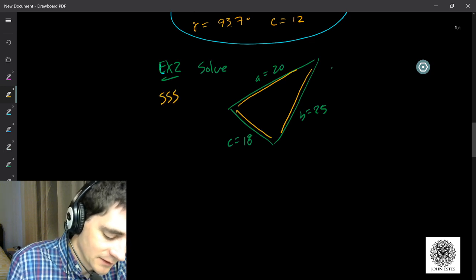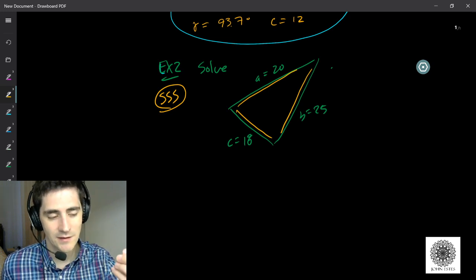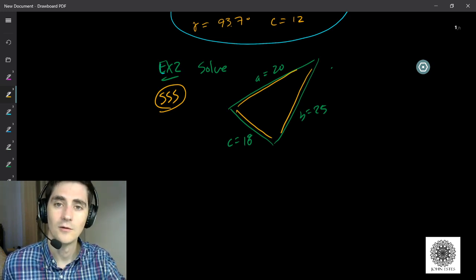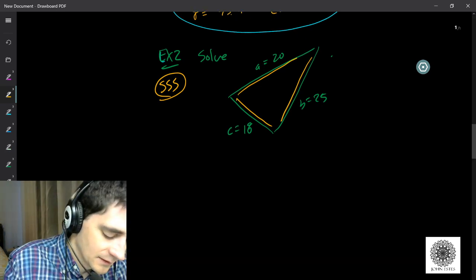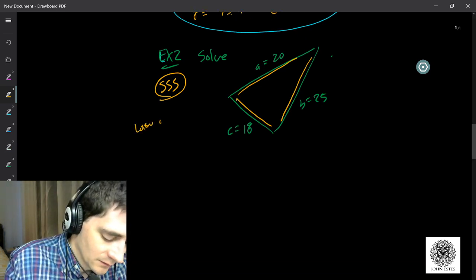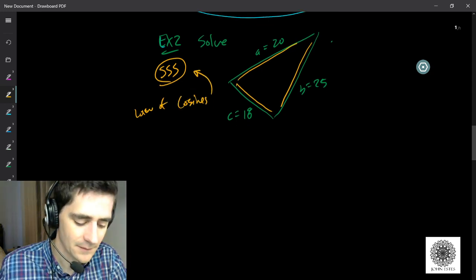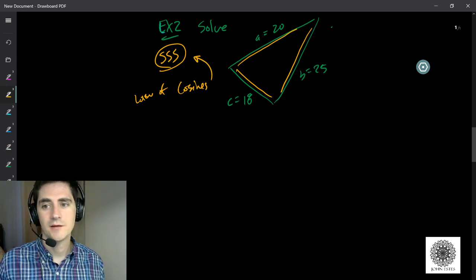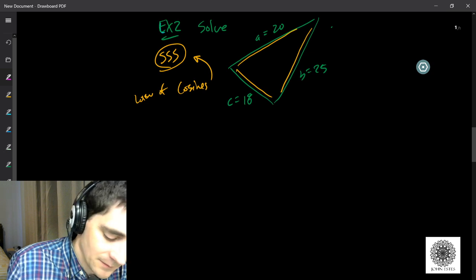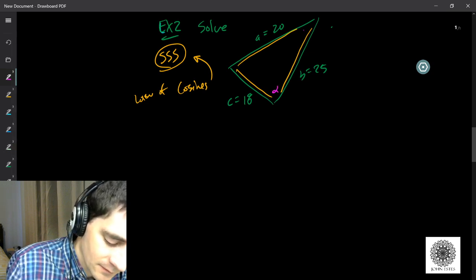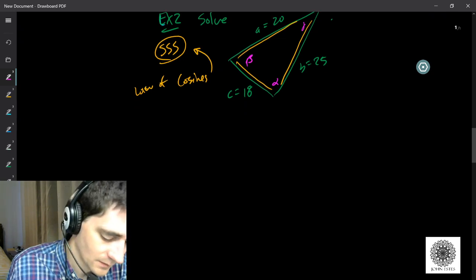This is side, side, side, which means I can't use the law of sines, right? Because law of sines needs an angle, at least one angle. I don't have any angles. So I know law of sines is out, and I'm going to use law of cosines. Here it doesn't really matter, just pick an angle you want to solve for. Here we have angle alpha, that's gamma, and that's beta. Let's solve for alpha first, just because.